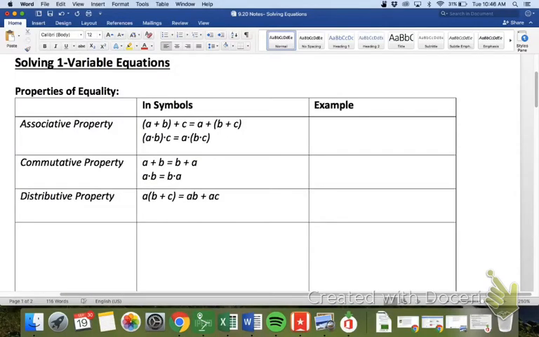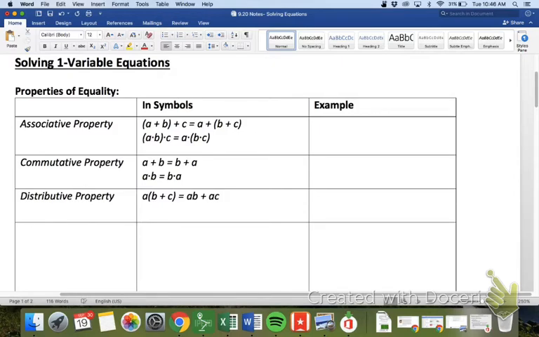Hi, Algebra 1 students. Today's notes are on solving one-variable equations. Before we get into actually solving one-variable equations, and that process should be pretty familiar for you, you've done this in 8th grade, I just want to review our properties of equality, because you're going to be using all these properties when you go to try to solve equations.